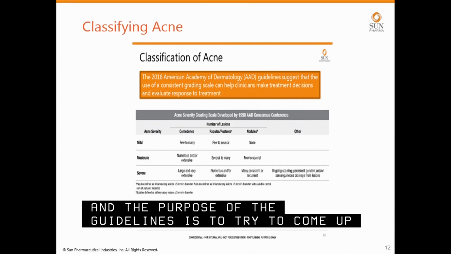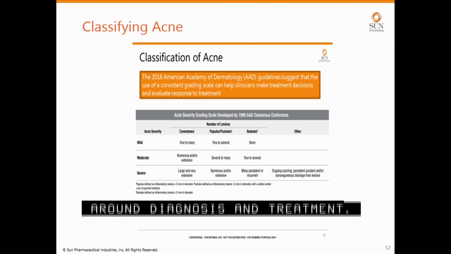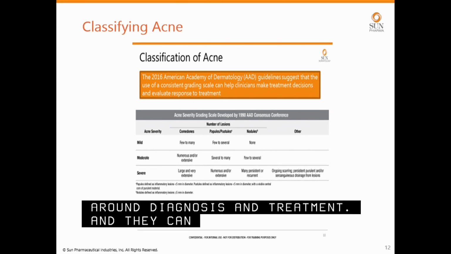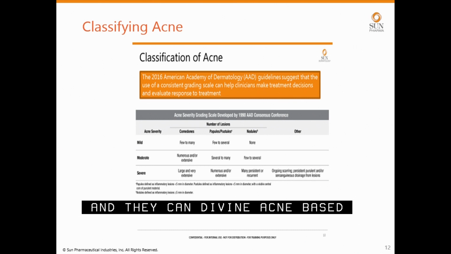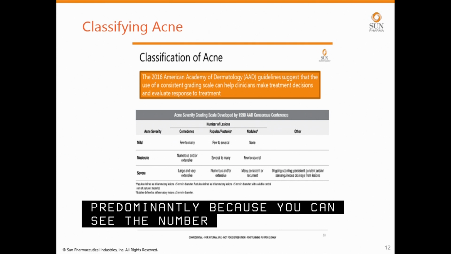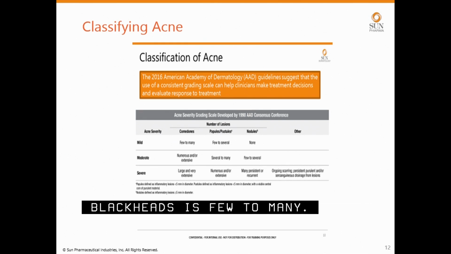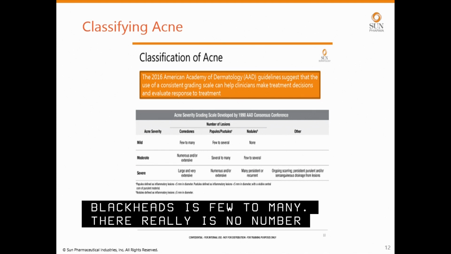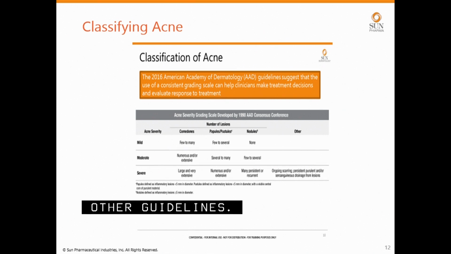And you can see that even within the AAD guidelines, I don't know if you can read this, the AAD can define and does define acne based predominantly on the physician's gestalt, because as you can see, the number of comedones, whiteheads, blackheads, is few to many versus numerous and extensive, or large and very extensive for severe, but there's really no number or other guidelines. It's all based really on physician healthcare provider interpretation.